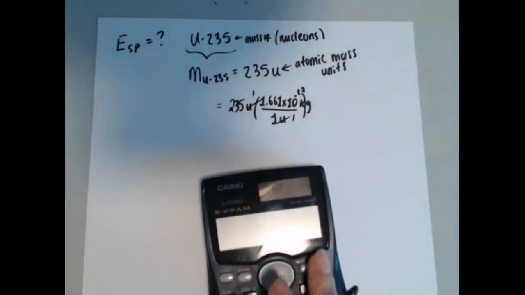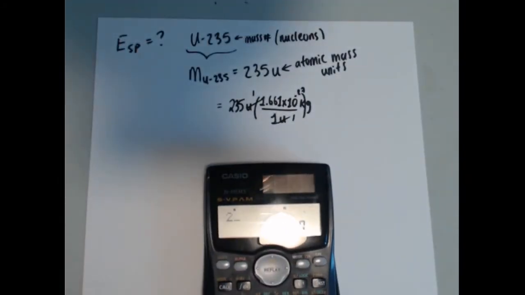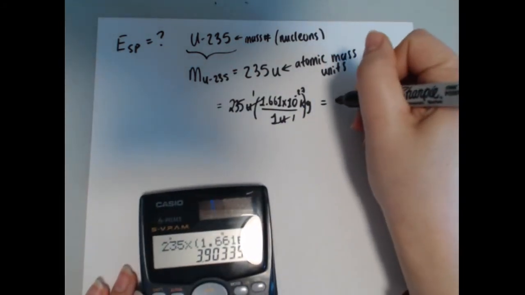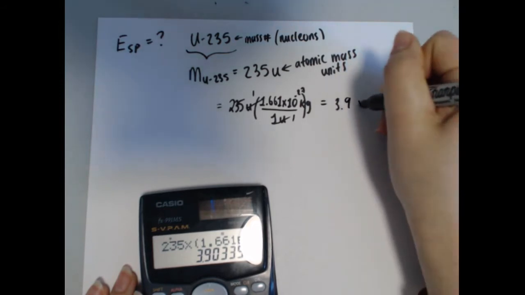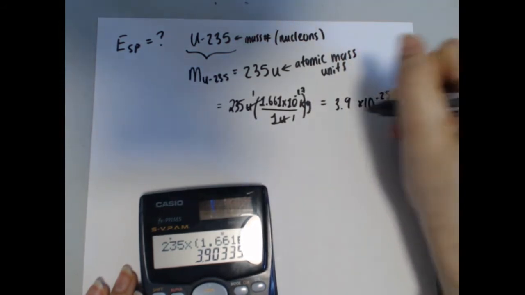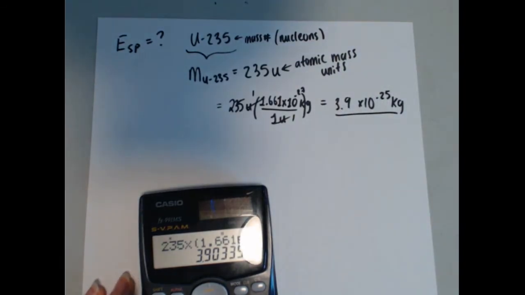All right, so let's grab our calculator and figure out what this is equal to. So 235 times 1.661 times 10 to the minus 27. Okay, so the mass of uranium-235 for one atom is about 3.9 times 10 to the minus 25 kilograms. Okay, so we've got that.